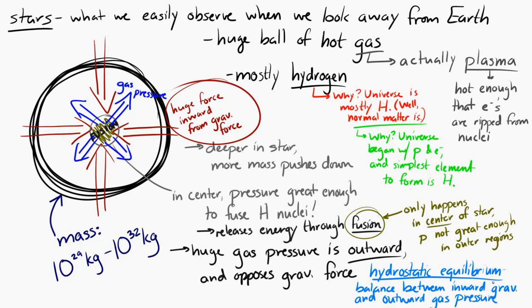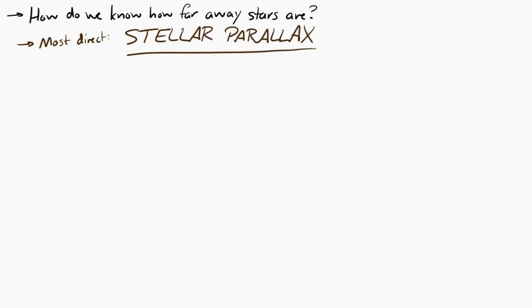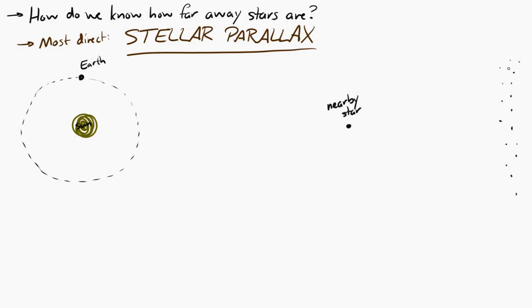So that's what stars are, but how the heck do we know anything about stars anyway? Like, how do we even know how far away they are? Well, the most direct way to get the distance to a star is with something called stellar parallax. It's a geometric method, and I'm going to draw a picture to show you how it's done. So here's the sun, and here's the orbit of the Earth around the sun. And let's say there's a nearby star right here, and then there's very distant stars that are way over there.